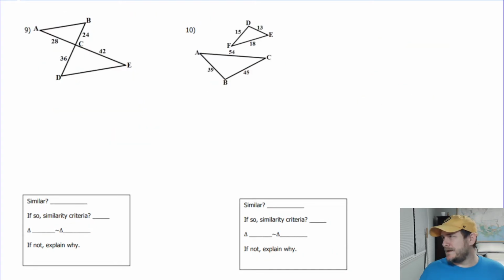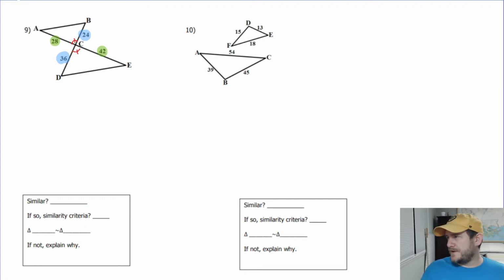So next, 9. 9 is showing a pair of vertical angles. That's good, but those are the only angles we get. So that must mean we now have to rely on the sides. And it looks like this is going to be a side-angle-side situation. So again, of the two, 28 and 24, 24 is smaller. Then 36 and 42, 36 is smaller. So you know you want to compare 24 to 36 and 28 to 42.